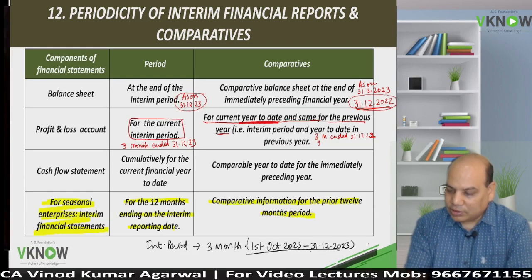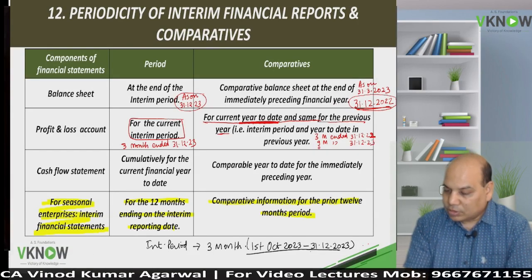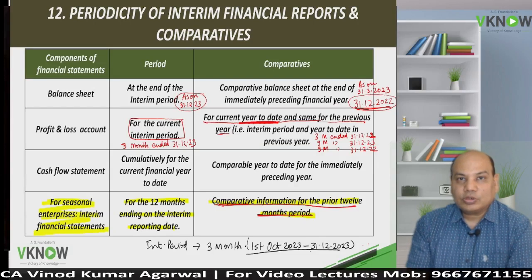Year to date will cover 9 months because our opening date is 1st April. 9 months ended current year 31/12/23, 9 months ended previous year 31/12/22. And if you're a seasonal business, then you have to prepare 2 more P&L accounts covering 12 months so that the whole year is covered.